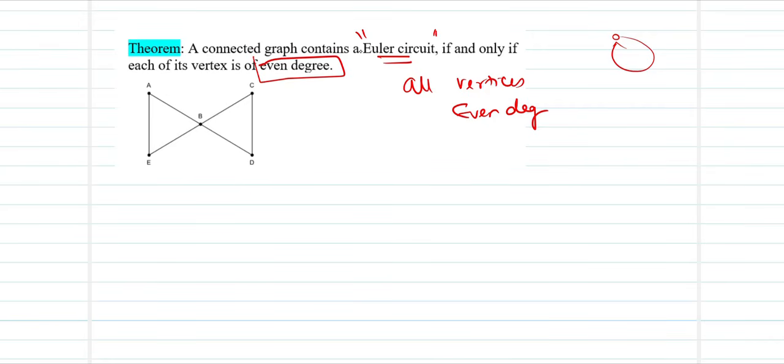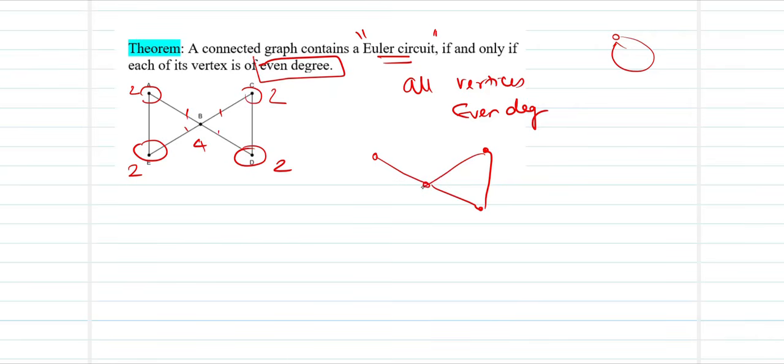So we say that it has a circuit if and only if all vertices have even degree. Now notice A has degree 2, D has degree 2, C has degree 2, and B has 1, 2, 3, 4. All the vertices over here are of even degree, and so I am able to find an Euler circuit. I move from A to B and then to D, B to C, then to B, E, and then back to A. I started with A and I ended with A. So a circuit is possible only if all of them are of even degree.